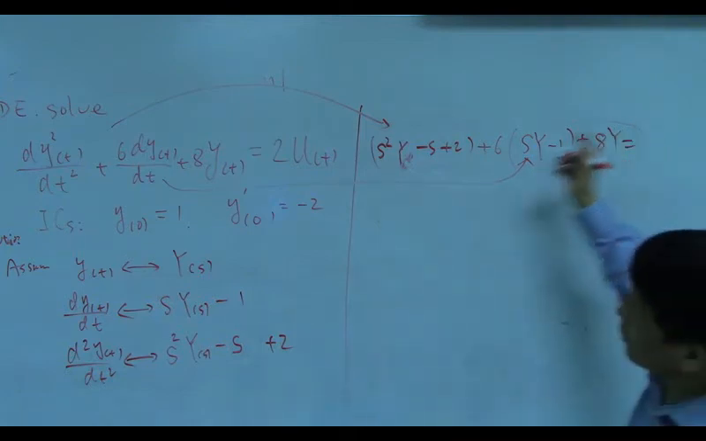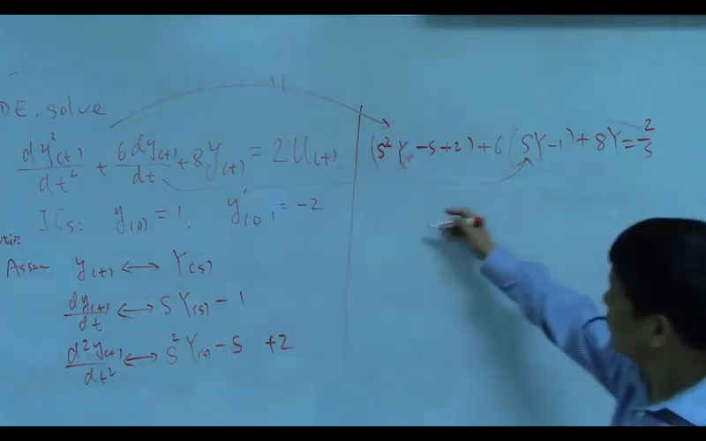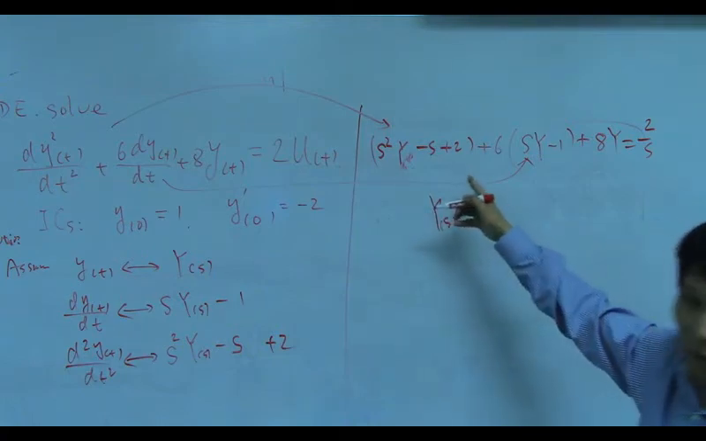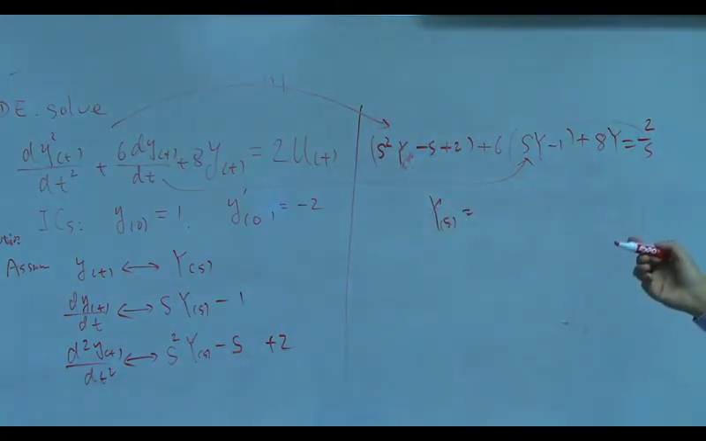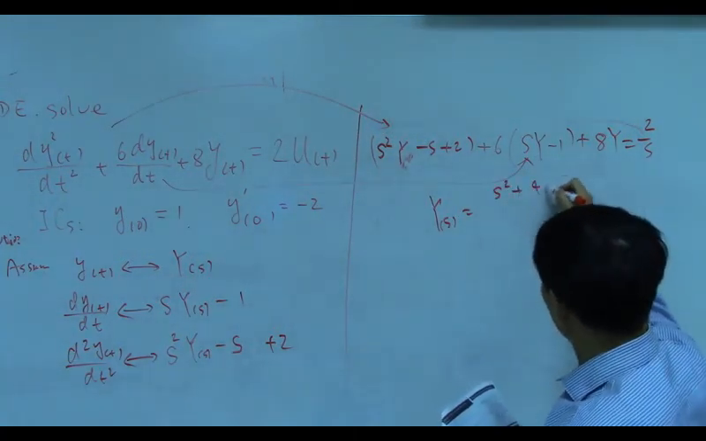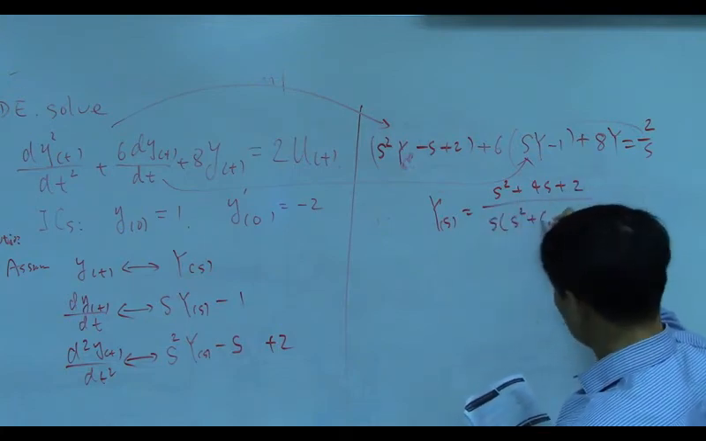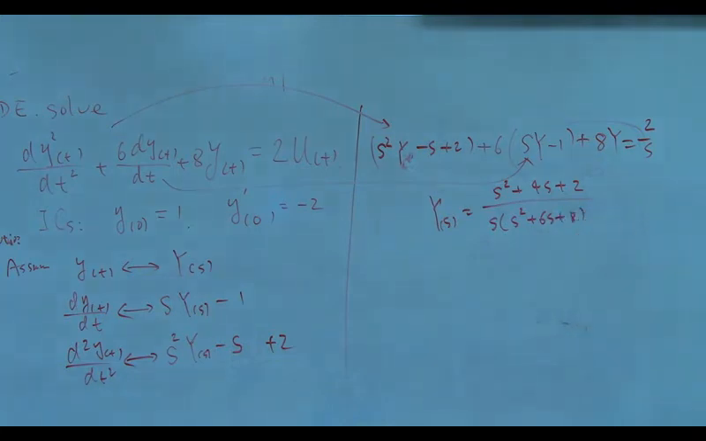So now the right hand side, 2u(t). What is the Laplace transform of 2u(t)? The transform of u(t) is 1 over s, so it's just 2 over s. Right? That's easy. This was a differential equation. Now we need to solve for Y(s). This one is an algebraic equation, which can be easily solved. So Y(s) equals (s² + 4s + 2) over s(s² + 6s + 8), after you manipulate this.